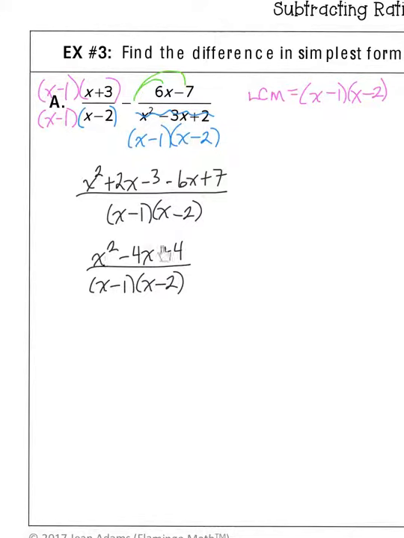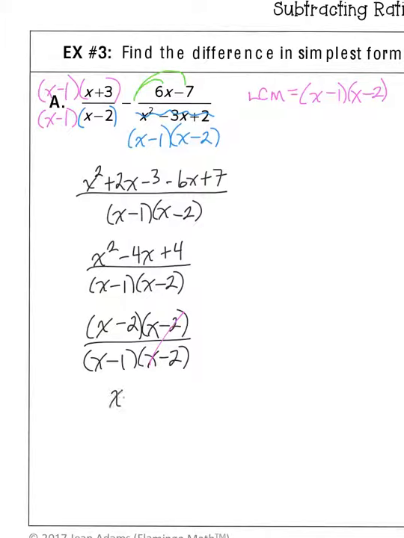Then you need to actually refactor this trinomial to see if any of the factors here could cancel with the factors here. And it looks like it can, because x squared minus 4x plus 4 is a perfect square trinomial, where the factors of 4 that add to give you negative 4 would be x minus 2, x minus 2, or you can write it x minus 2 squared. So then I can cancel an x minus 2 with an x minus 2, and our final answer is x minus 2 over x minus 1.